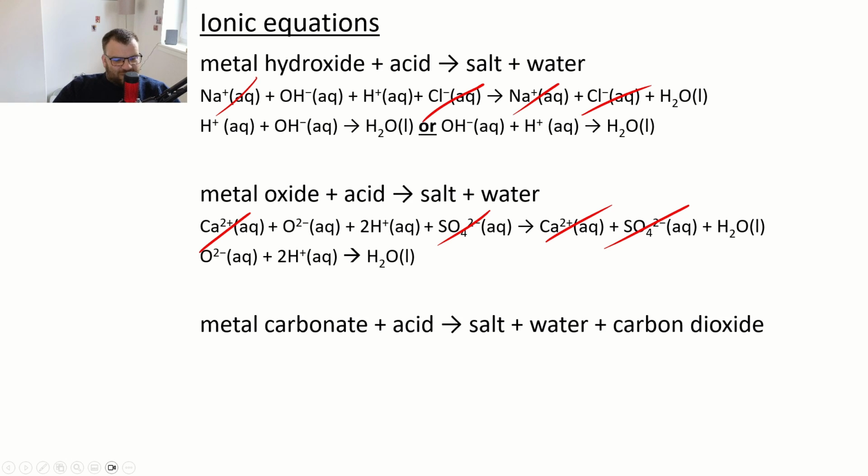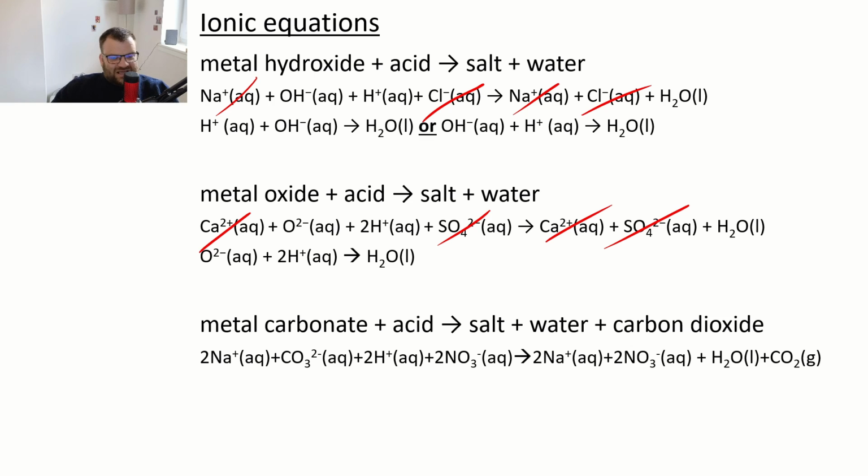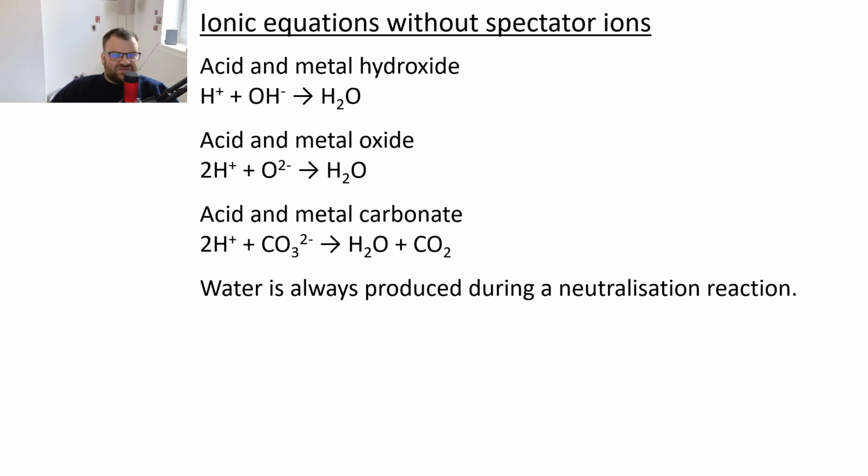And the third chemical we're going to use is a metal carbonate. This time it's sodium carbonate and nitric acid. Going through here, I can see sodium is Na+ aq on both sides. Also we've got the nitrate, NO3-, again on both sides in the same state, leaving us with CO3 2- plus 2H+ goes to H2O plus CO2. These are the 3 ionic equations without spectator ions for different neutralization reactions. An important point to take from here is that during a neutralization, you will always produce water. You're looking for an acid and a base, and we're making water out of it.